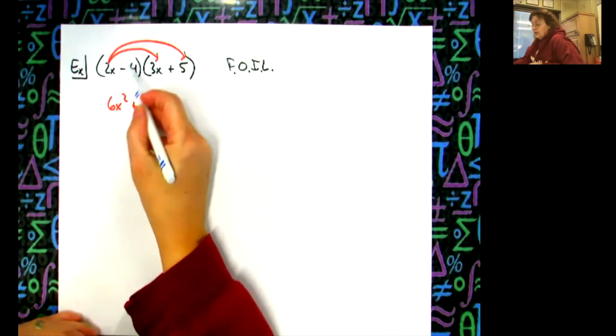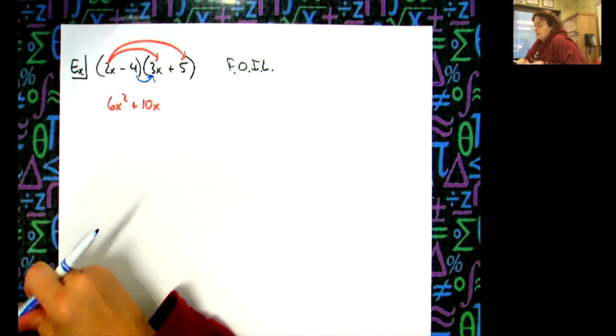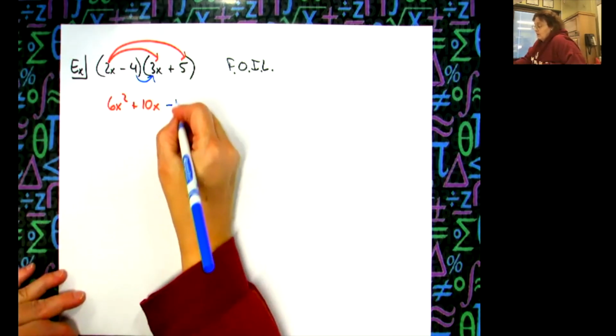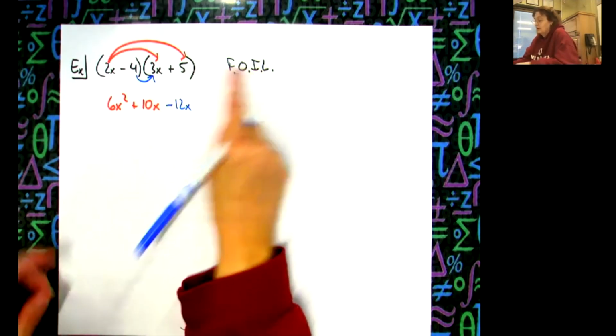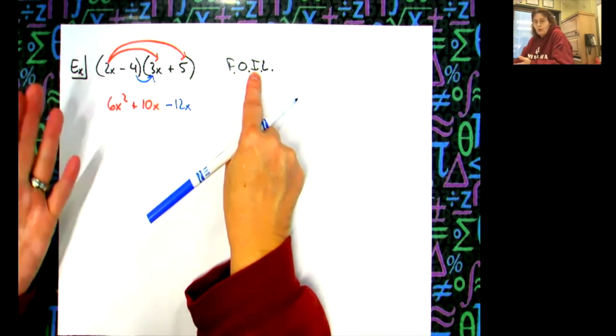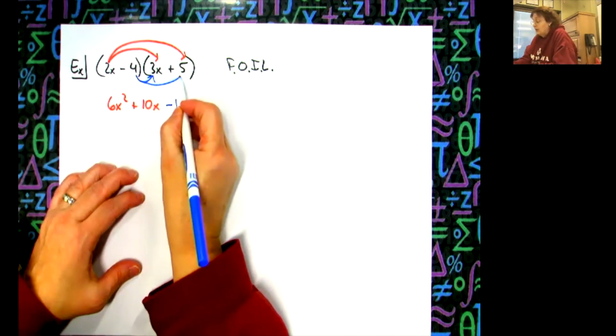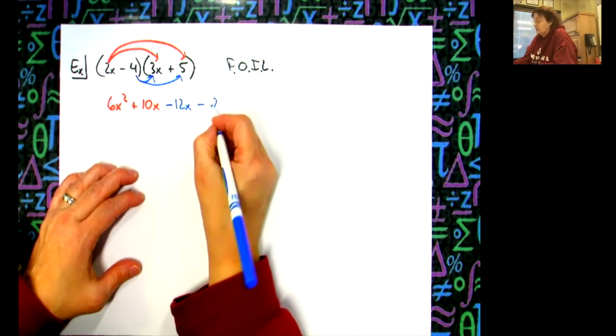Now I want to take the next term that's in the first one and multiply it by the first one there. So a negative 4 times that 3x is minus 12x. And again, aren't those the inside terms? So I'm following FOIL, even though all I'm doing is repeating my distributive property. And then the negative 4 times that 5 is going to be the minus 20.